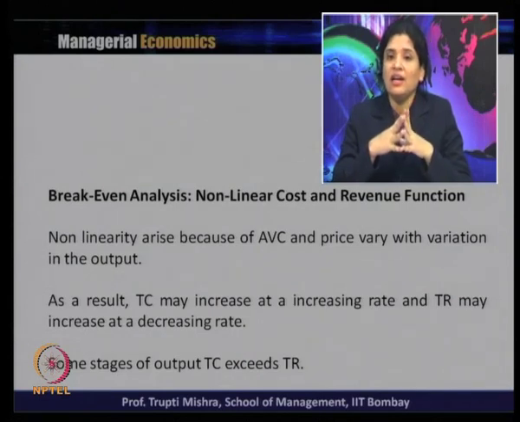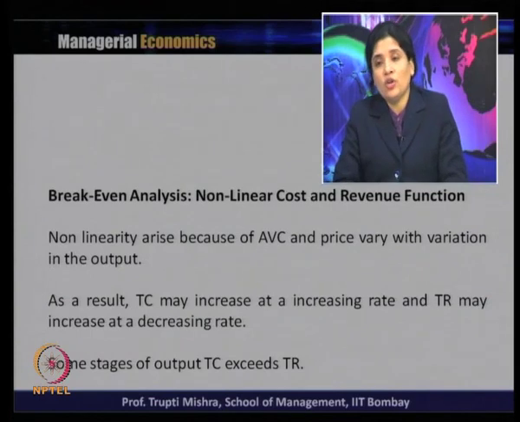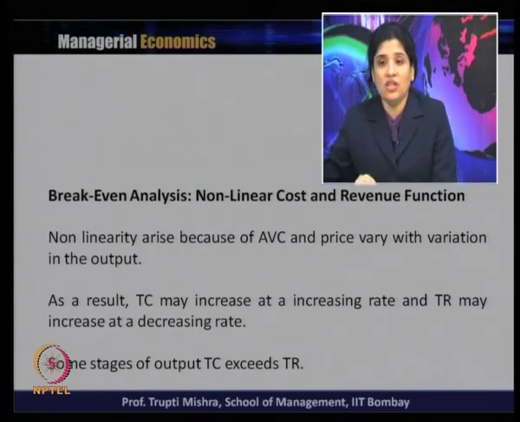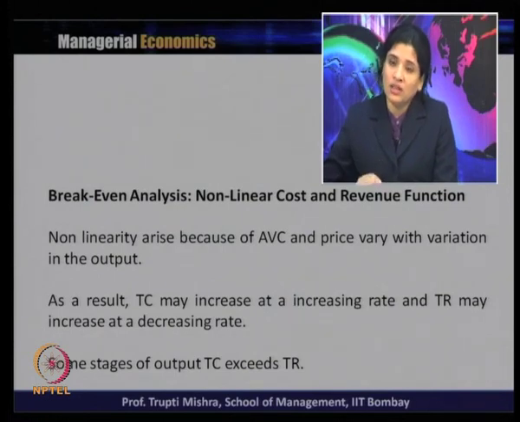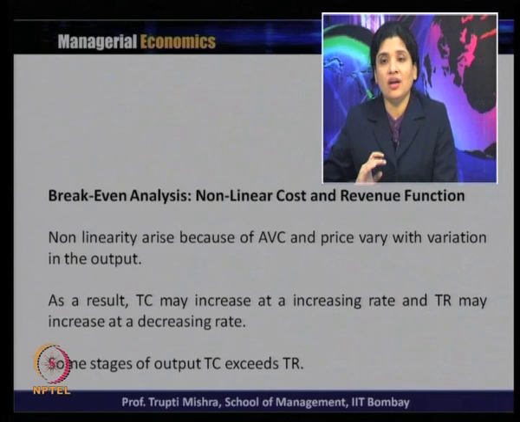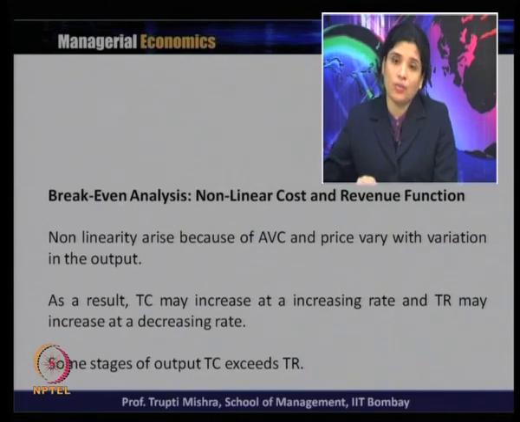Since average variable cost changes due to change in the price, which varies with the variation in the output, total cost may increase at the increasing rate and total revenue may increase at the decreasing rate. So, at some stages of output, total cost exceeds the total revenue. But in case of linear cost, how was it happening? After the breakeven level, the total revenue is always greater than the total cost. But in case of non-linear, since total revenue will increase at the decreasing rate and total cost will increase at the increasing rate, at least at some stage of output, the possibility is that the total cost will exceed the total revenue.